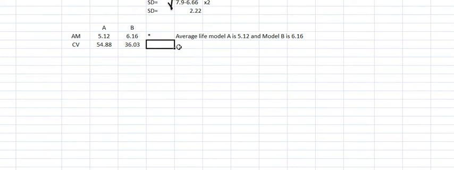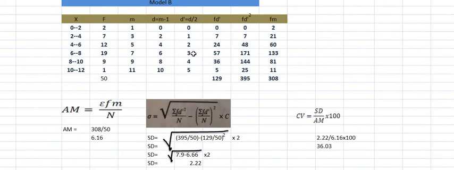You write in the solution: average life of each model. Average life of model A is 5.12 and model B is 6.16. Clear? This was the answer for the first question. Now the second question answer is like this. Second question is like this.